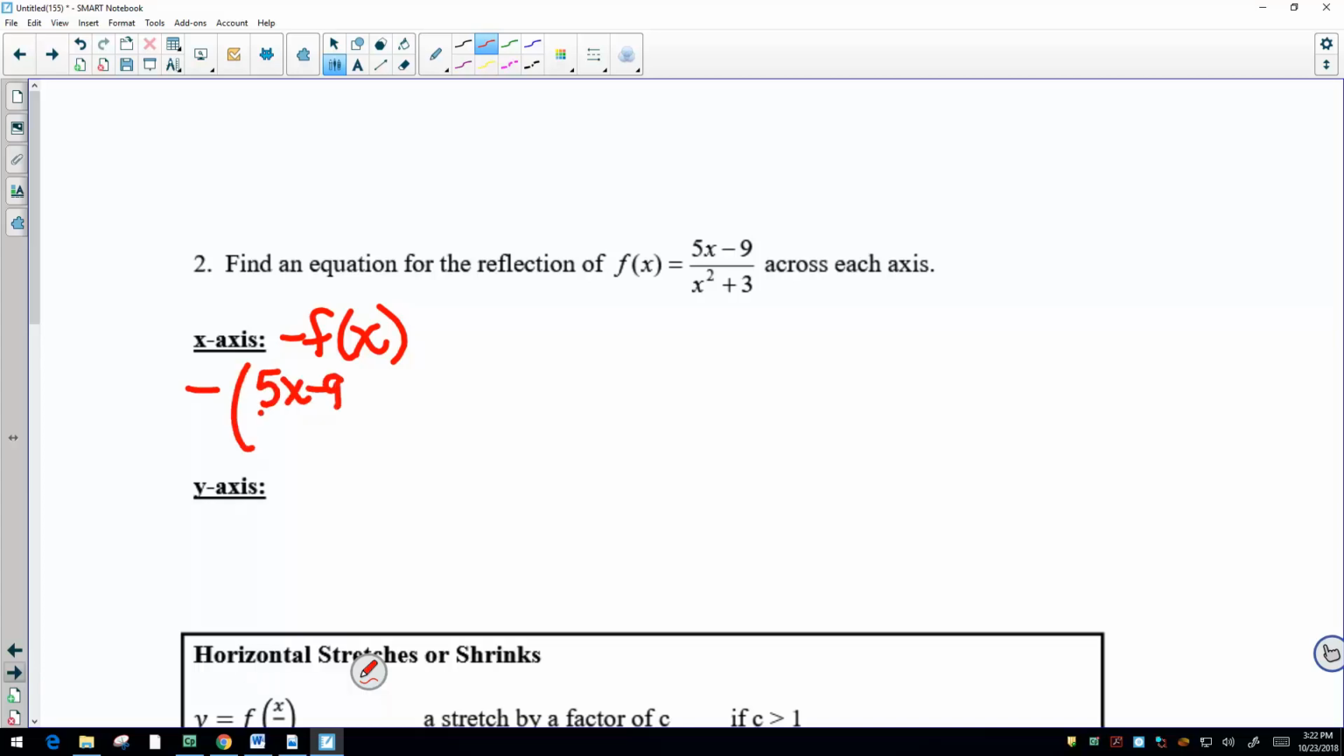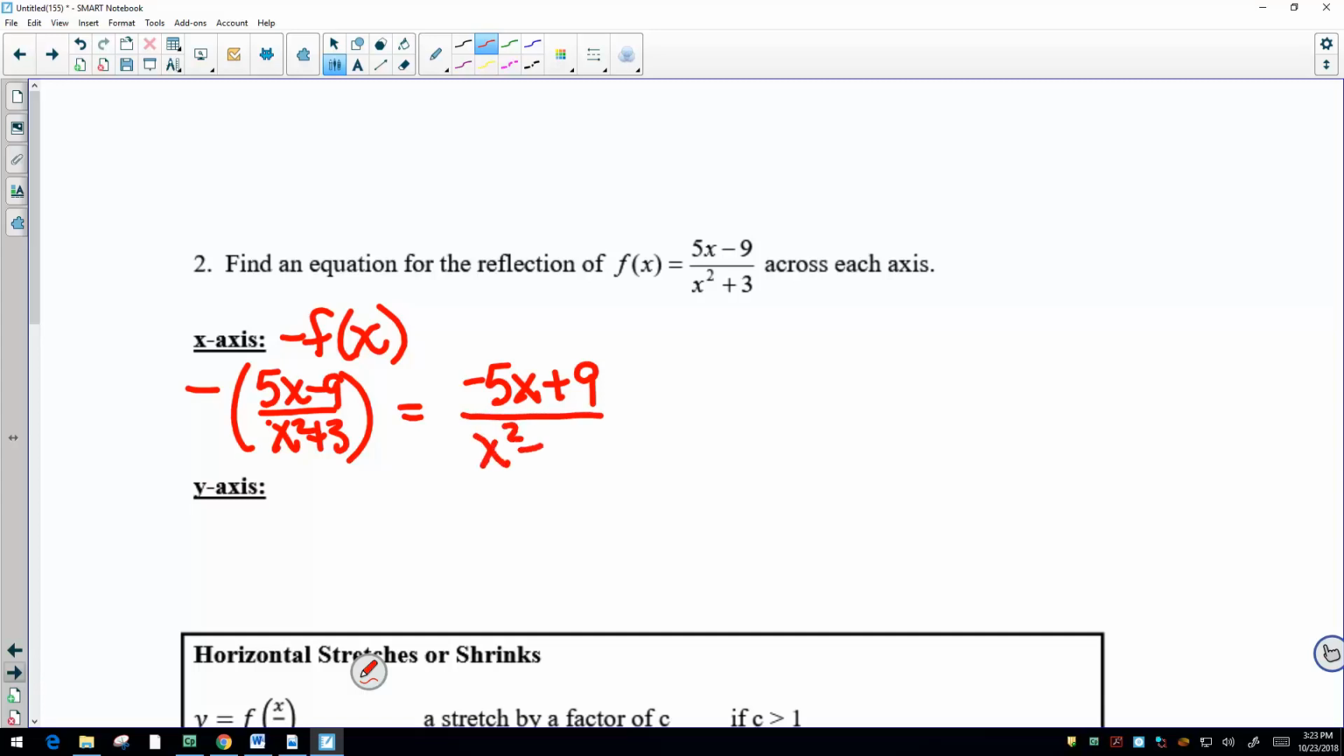So the first thing I'm going to do is start by showing that I want to put a negative to the entire function. I want to distribute that negative to the entire thing. Now, options that we have, you can either distribute the negative to the top, to the numerator. If we did that, my numerator now becomes negative 5x plus 9. I'm not going to distribute it to the bottom.